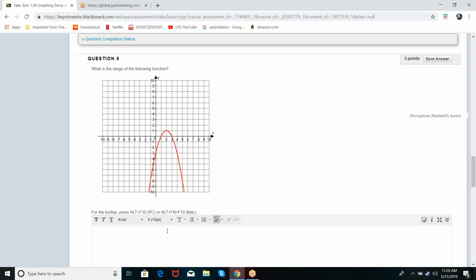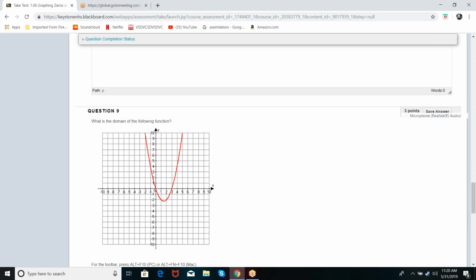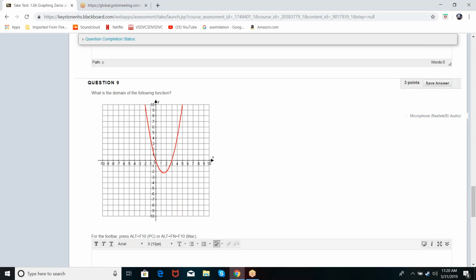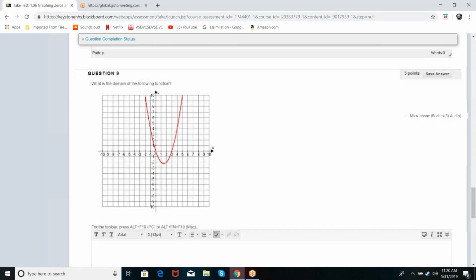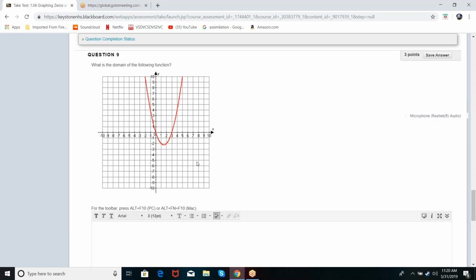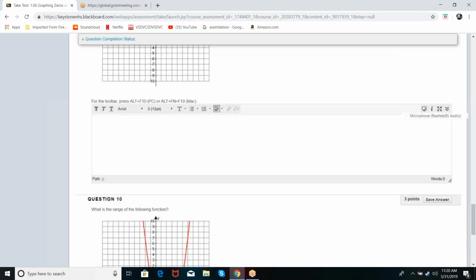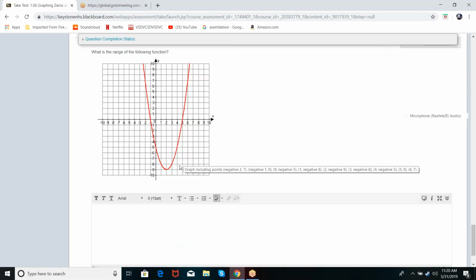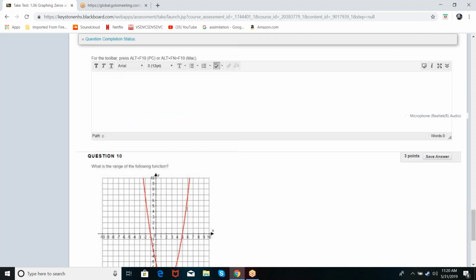Okay, let's go to the next one. I think we might have already covered this one. Yeah, domain on parabolas are easy. Just say all real numbers, negative infinity to positive infinity. And to do the domain, it is left to right. Did we already do this one? Yes, we did.